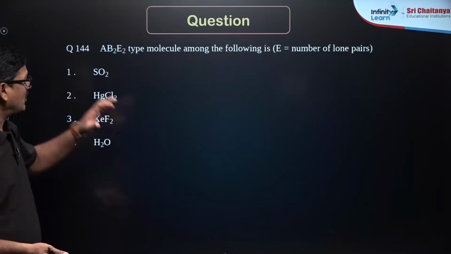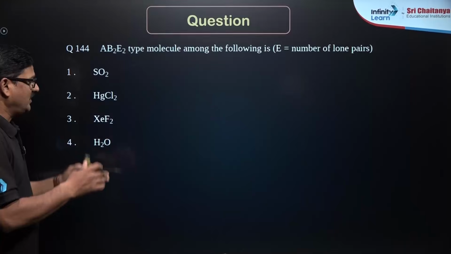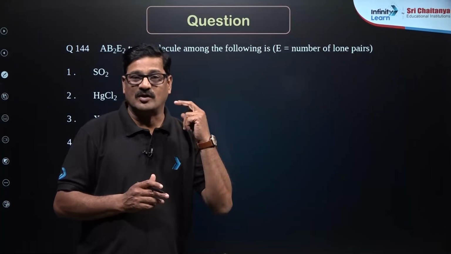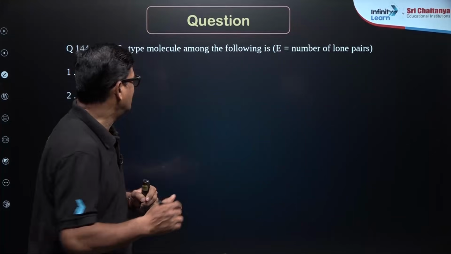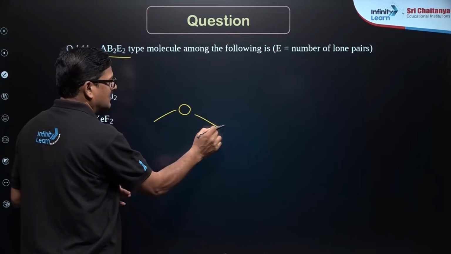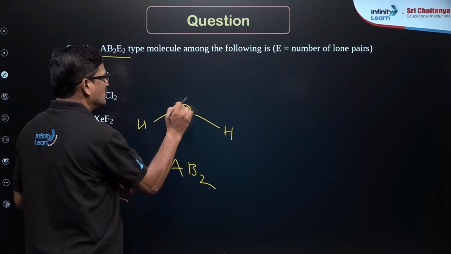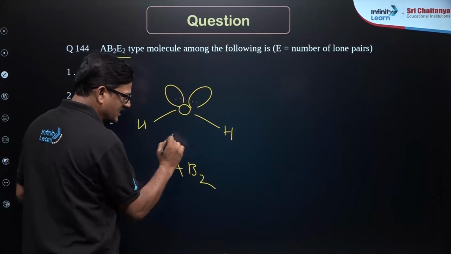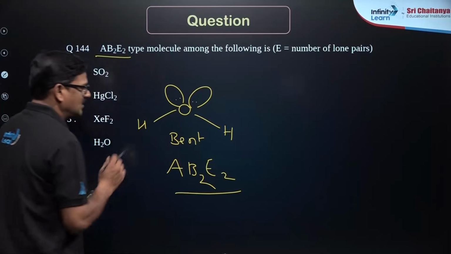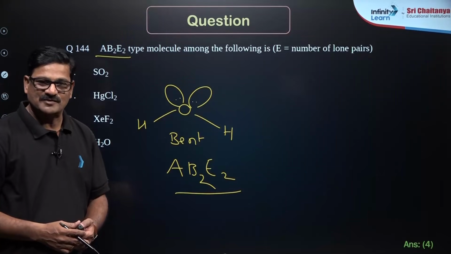Moving ahead, here is one more question, AB2E2 type molecule among the following. So A is a central atom, B is a bonded atom, and the bond pair of electrons, E is the lone pair of electrons. If it is say water, oxygen is a central atom and two hydrogens. So it is AB2 and two lone pairs are seen. It is a bent structure and it is going to be AB2E2. My answer for this question is going to be option 4.